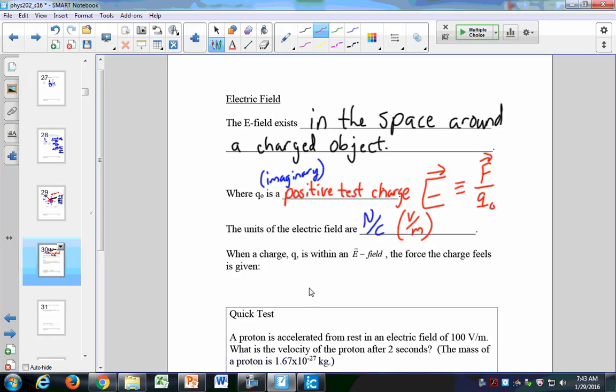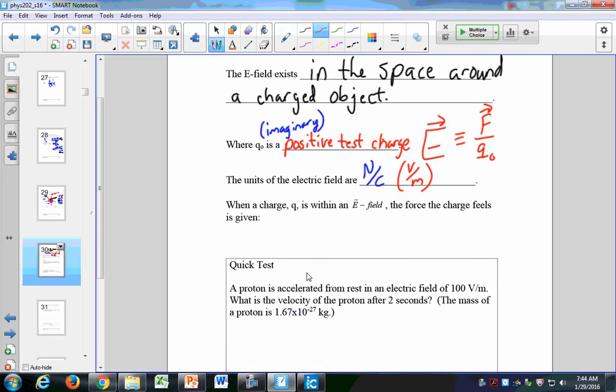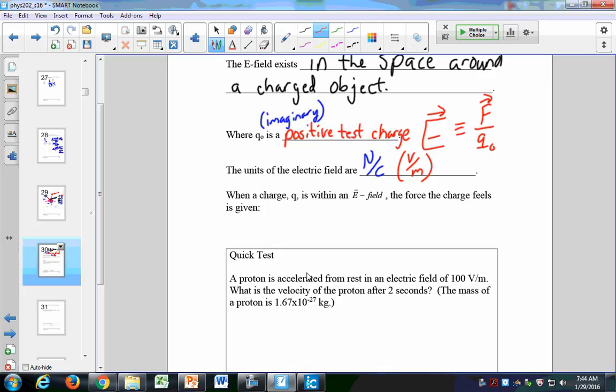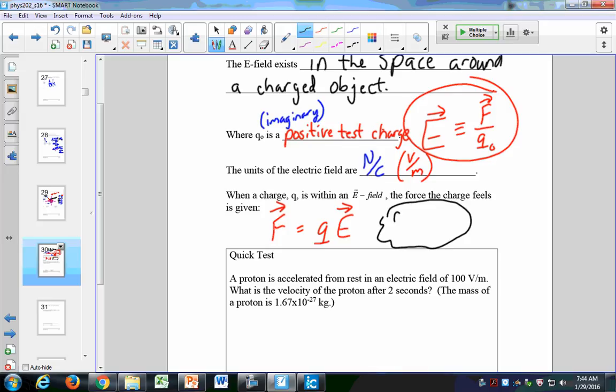All right, when a charge Q is within an electric field, the force that the charge feels is given by this. It's just based on our definition of the electric field. The force is equal to Q times the electric field. These are vector quantities, so F and E would have arrows. And in fact, we'll see this later. I'm just going to write this in a little thought bubble: for a positive charge, F and E are in the same direction. That's what that little arrow means. F and E will point in the same direction for a positive charge. Don't worry, we'll see that again in a few minutes.